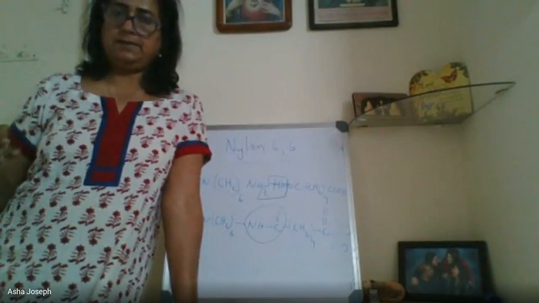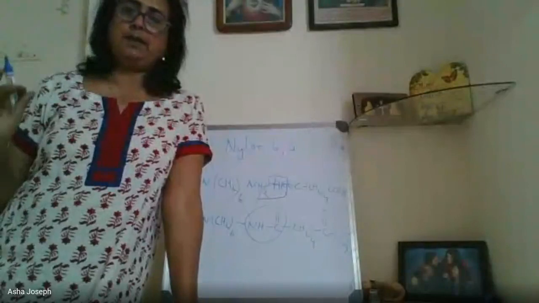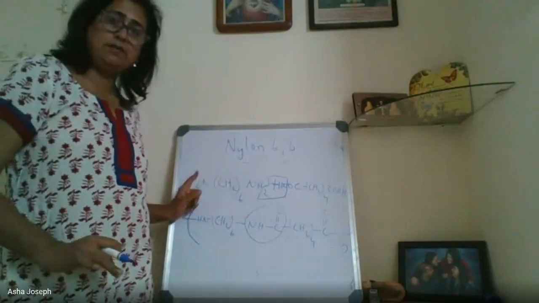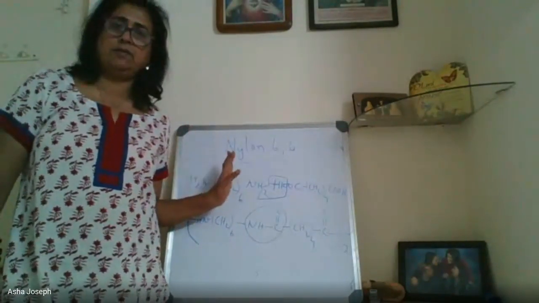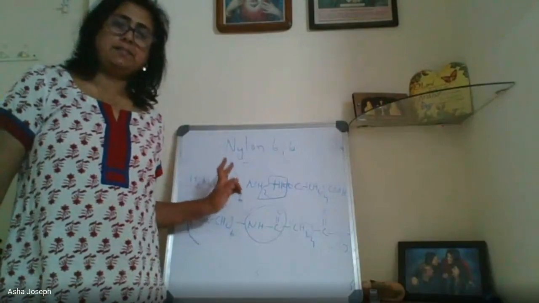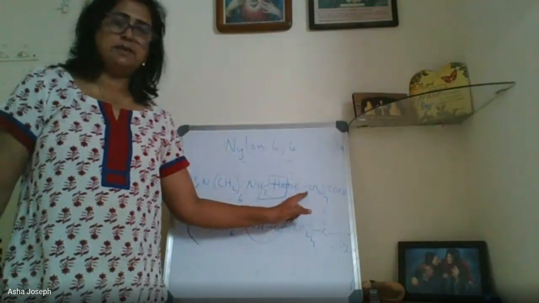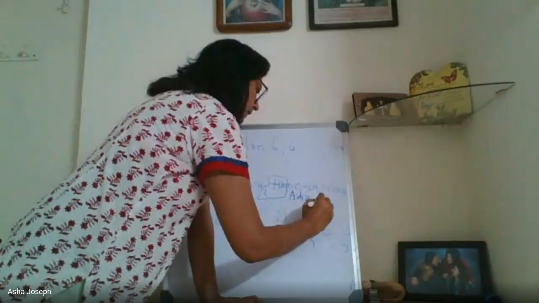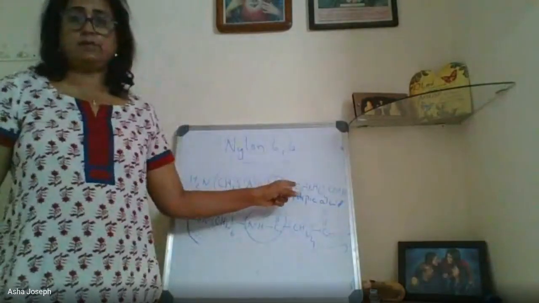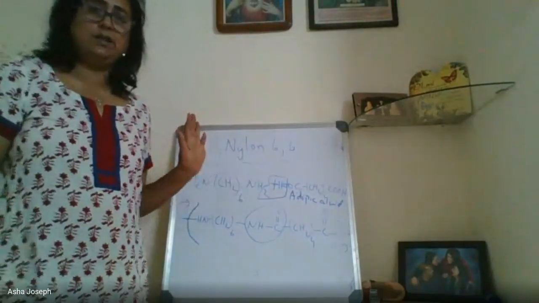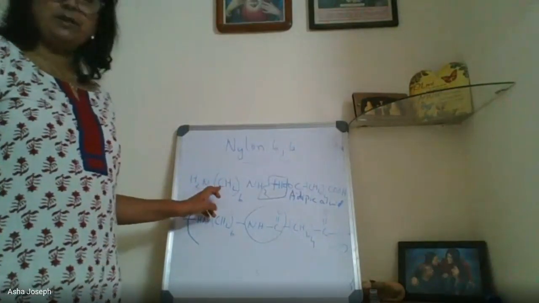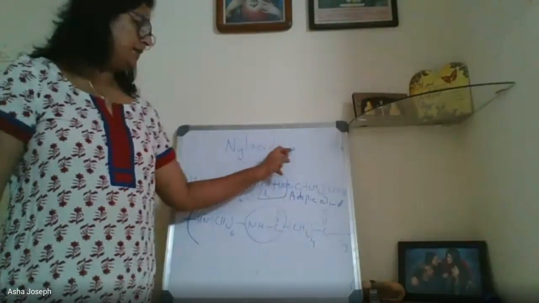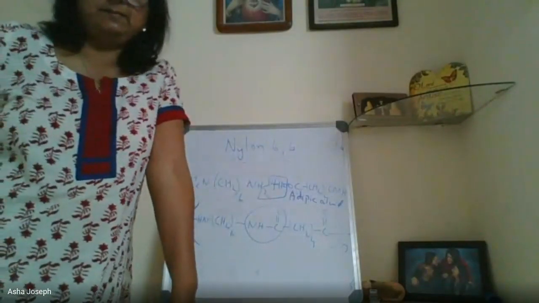Hexamethylene diamine, the first one. Methylene means CH2 group. Hexamethylene, CH2 six times. Diamine, one NH2 here, one NH2 here. First monomer you learn along with me. That is hexamethylene diamine. The second monomer is adipic acid. So adipic acid, CH2 four times, COOH, COOH. So you can see the first monomer, how many carbon? 6 carbon. Second monomer, how many carbon? 4, 5, 6. That is why the name comes as nylon 66.